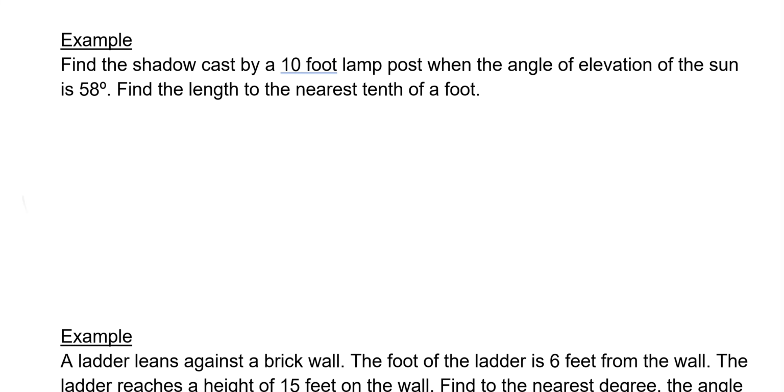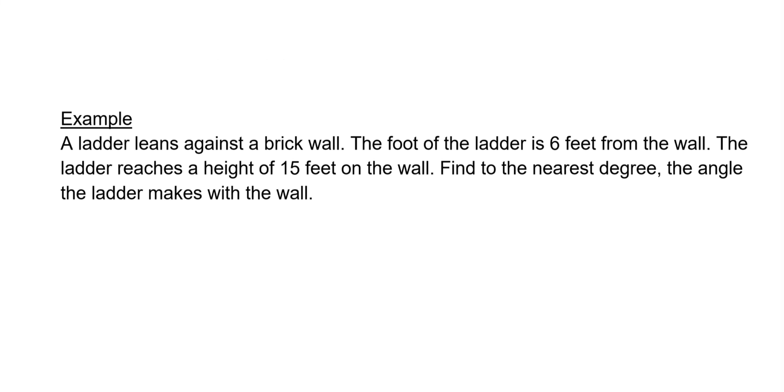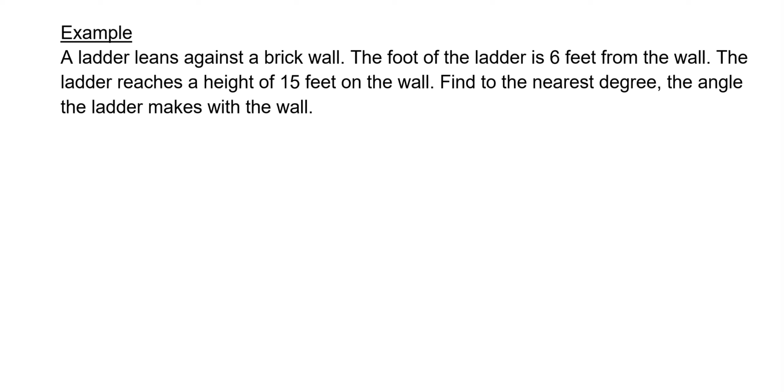So I'll skip the middle one. If you want to see the middle one, take a look in the notes. Let's take a look at this one right here. A ladder leans against a brick wall. The foot of the ladder is 6 feet from the wall. The ladder reaches a height of 15 feet on the wall, and we want to find to the nearest degree the angle the ladder makes with the wall.